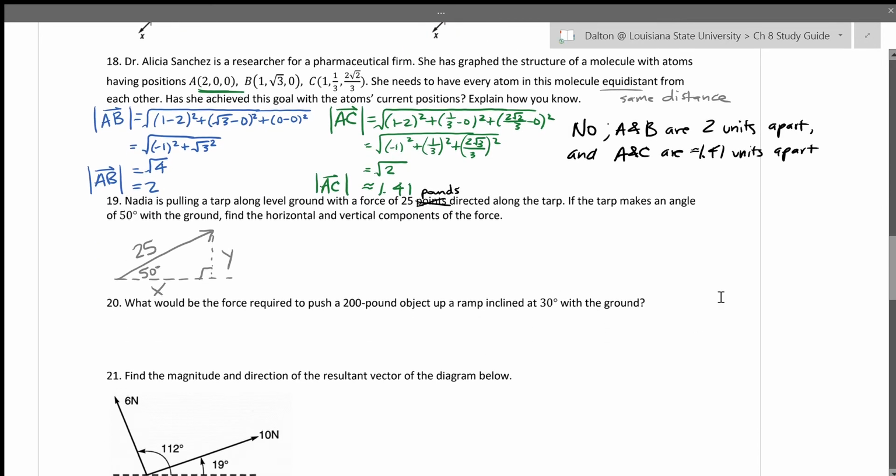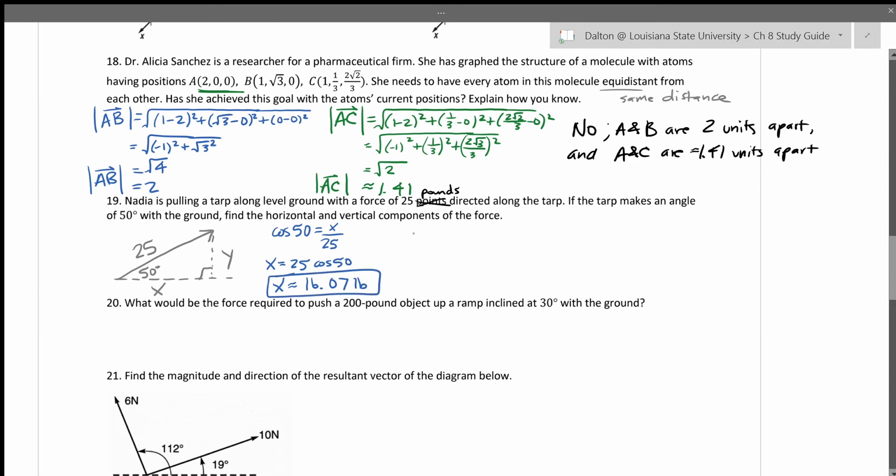Okay, and then if I want to solve for this, I use SOHCAHTOA, or if you know the formulas without having to set up SOHCAHTOA, you kind of skip a step. But basically, the cosine of 50 degrees is equal to adjacent over hypotenuse, so that's going to be x over 25, which means the horizontal component x is going to be 25 times the cosine of 50. Make sure you're in degree mode when you type this in your calculator. You get that the horizontal component, x, is about 16.07 pounds.